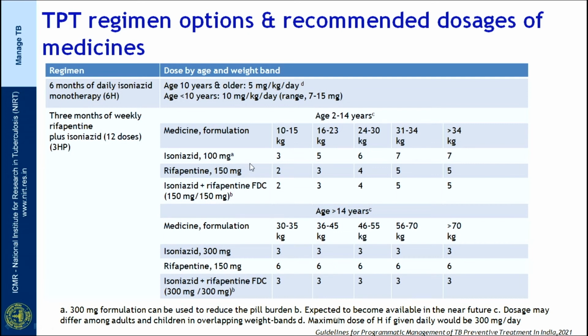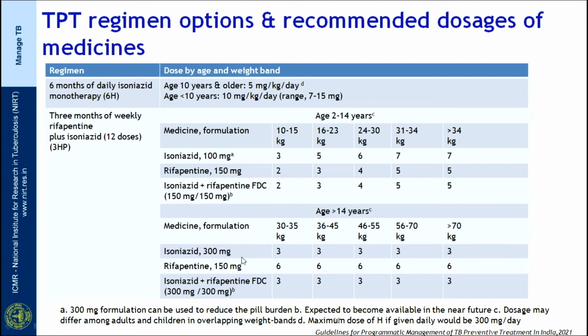These are the drugs that are available: isoniazid 100 milligrams and rifampicin 150 milligrams when they are in loose tablets, and depending upon the body weight, here you can look at the number of drugs that need to be given. And isoniazid and rifampicin is also available as a fixed dose combination of 150 milligrams and 150 milligrams. Now, when these fixed dose combinations are available, then according to the body weight, we can give the number of pills as given here.